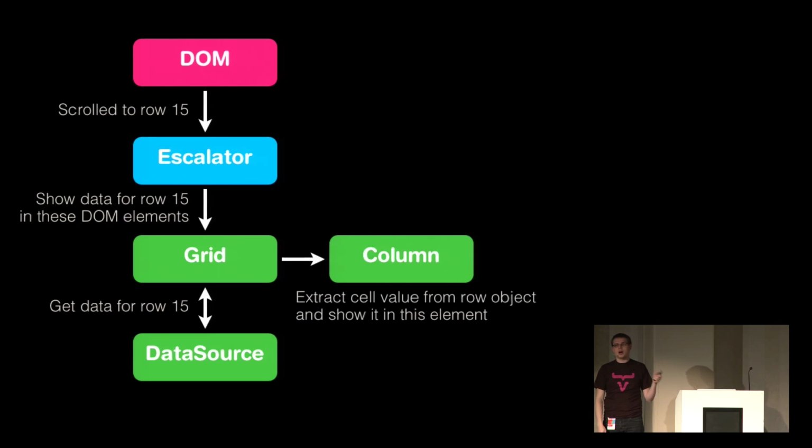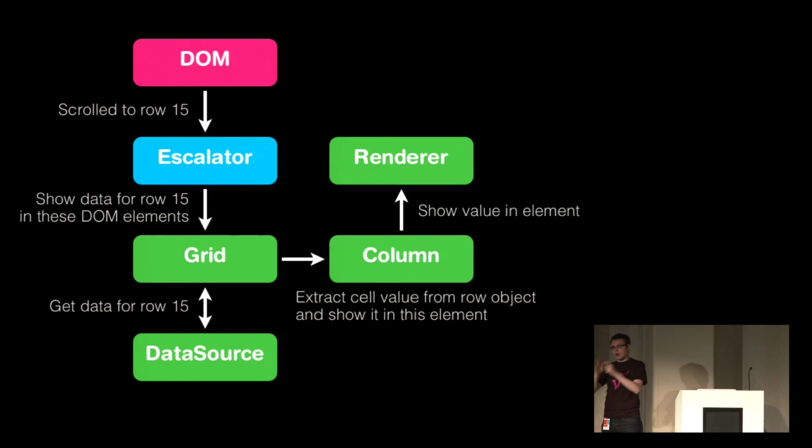Luckily it knows that, hey, I can ask my column instances, here's the row object, here's the element for this row in this column. Could you please do something about that? Column still doesn't have the entire picture. What it can do is take that specific value that should go into the cell, extract it, and then it also has the element. It doesn't know what to do with them, but it can pass them on to the renderer, like the Sparkline renderer, for instance, that we just saw.